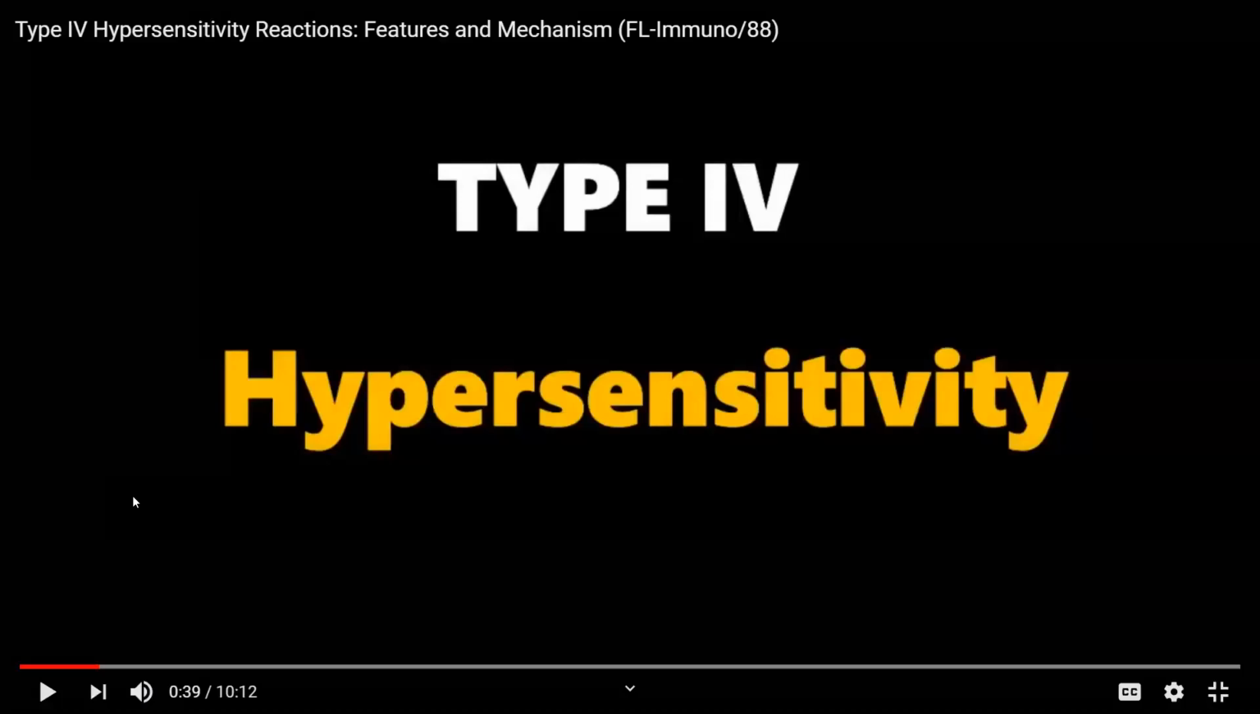Okay, so coming to type 4 hypersensitivity, this is the last type of hypersensitivity reaction that occurs. This is also known as cell-mediated hypersensitivity because here the T helper cells are activated, or they are the ones performing in this particular type of hypersensitivity. So the T cells are normally in action during this type of hypersensitivity.